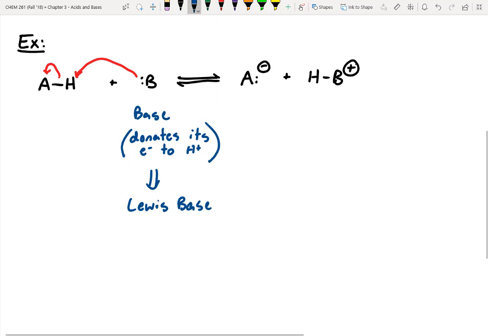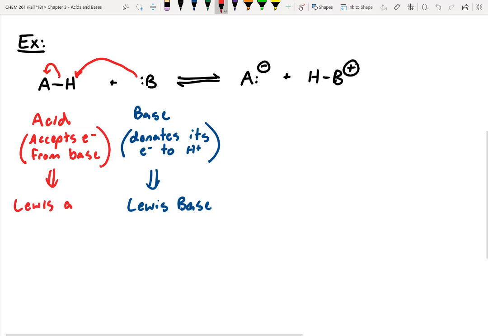Makes sense, right? Conversely, over here, we've got our acid. And if we think about A, A was the center atom that our proton was coming off of. It ends up receiving electrons, right? Okay, so an acid accepts electrons from the base. Therefore, this is also considered a Lewis acid. Makes sense, right? So Bronsted acids are also Lewis acids. Bronsted bases are also Lewis bases.